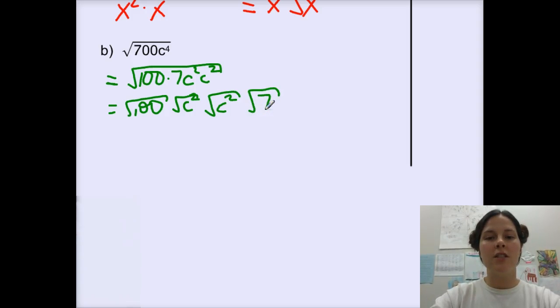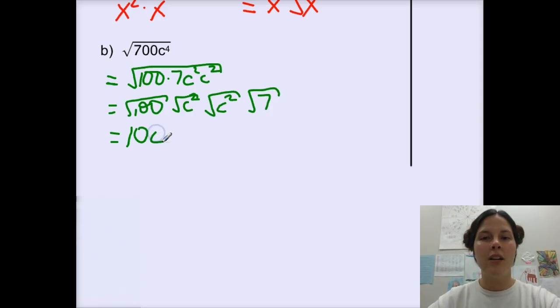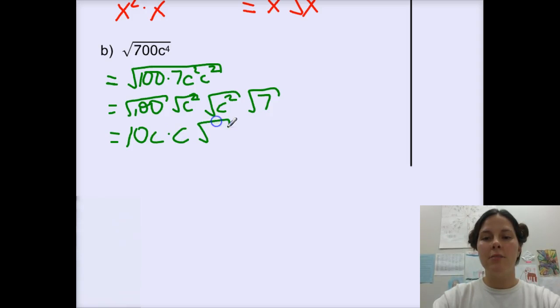So in order, I'm going to take the square root of each piece. The square root of 100 is 10. The square root of c squared is c. The square and the square root cancel. Same thing on our next one. We got another c times the square root of 7. Multiplying our c's together, we have 10 c squared times the square root of 7.